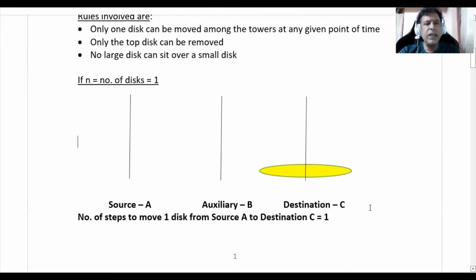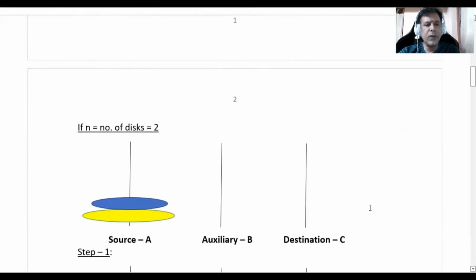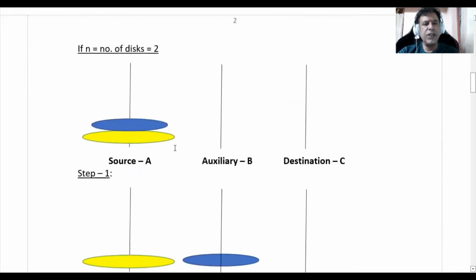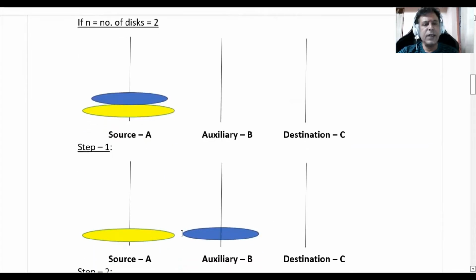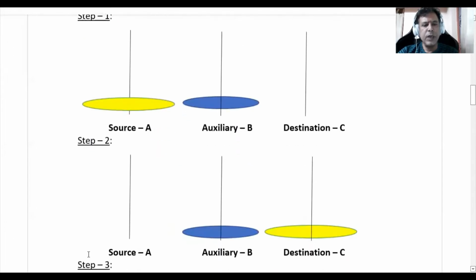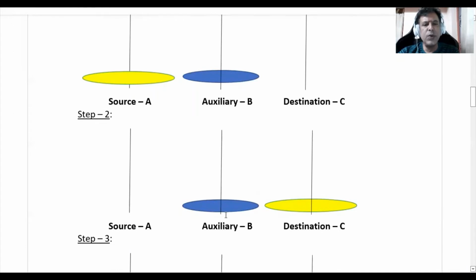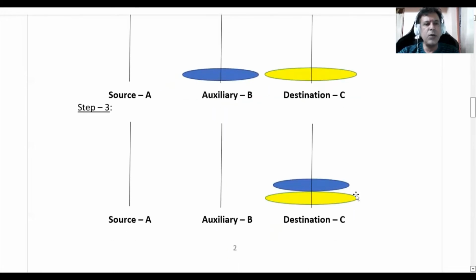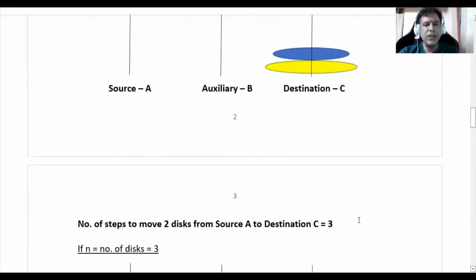Now let us see what will happen if there are two disks. One is the yellow disk, which is the larger one, and this blue disk is smaller compared to yellow. Now, what is the first step? I will first shift this blue disk to the auxiliary tower. Now, this yellow disk can be moved to the destination, which I will do in step 2. I can move that yellow disk to destination C. Now, in step 3, I can move this blue disk and bring it to destination C on top of the yellow disk. That means if the number of disks is 2, the number of steps to be taken is 3.